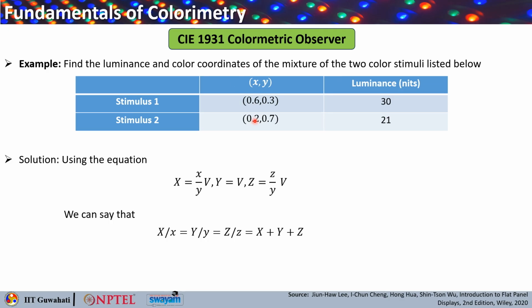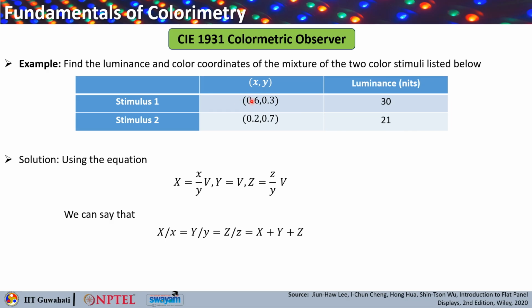You want to find out what will be the luminance and the color coordinates for the mixture of these two colors. The luminance unit is in nits. The first stimulus has a luminance of 30 and the other one has 21. One thing we can simply say is, when you mix two colors, their luminance will simply add up. So, it will become 51. We will see a proof later on as well.